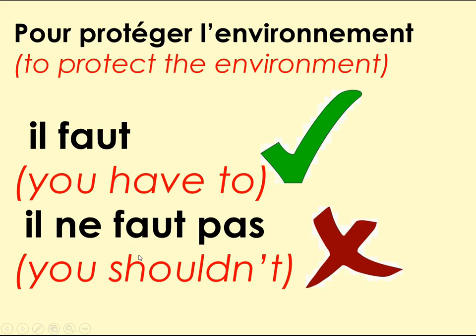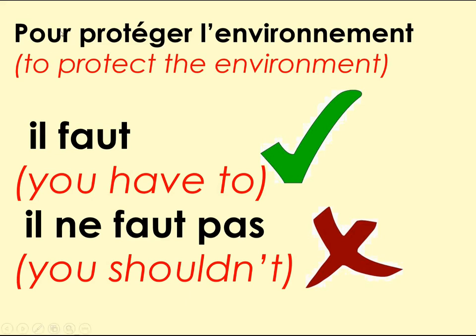Now these get translated in very different ways. You can also say you must, it's necessary to. It doesn't matter so much which one you've chosen to put as your English translation, as long as you have the general meaning of it's something somebody has to or needs to do and something that they shouldn't. So if we put that with a school rule, il faut être à l'heure, you could translate that as you have to be on time, you must be on time, it's necessary to be on time.